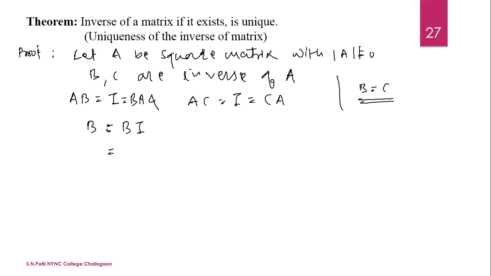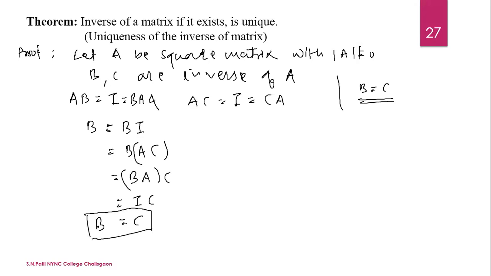What is the value of identity matrix from this relation? So we put the value of identity matrix as A into C. Now it can be written as B into A into C. What is the value of B into A? It is identity matrix. Identity matrix into C is C. That is B is equal to C. So we assumed two inverses and both are equal. It means if the inverse exists, then definitely it is unique.